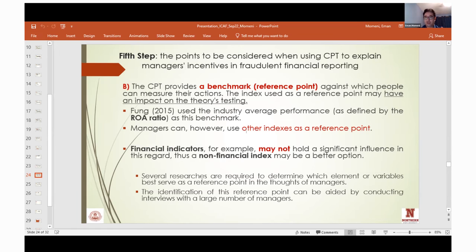However, we can use other indexes and elements as a reference point, and that can be different, and that can be considered when we are using cumulative prospect theory in that part of application of that fraud risk. Sometimes financial indicators may not hold a significant influence, and non-financial indexes may be a better option.